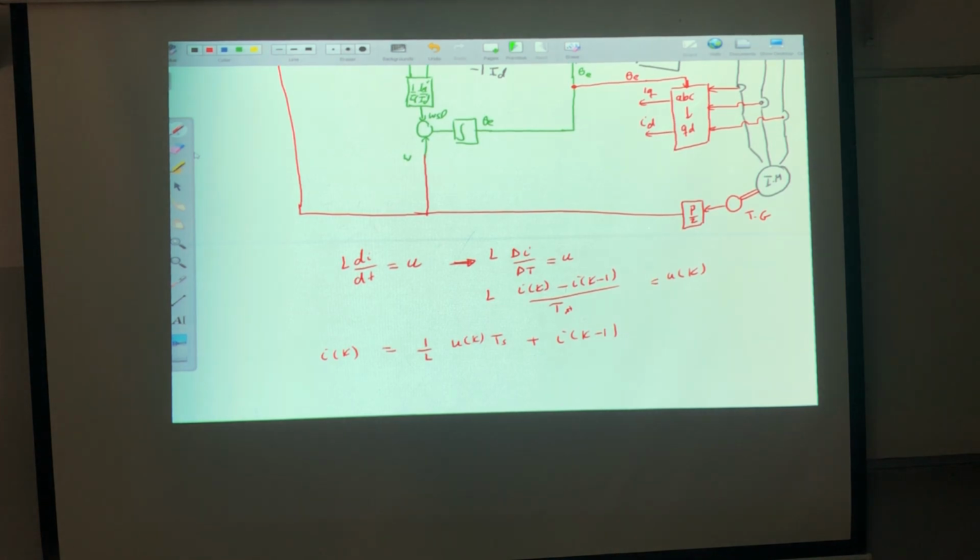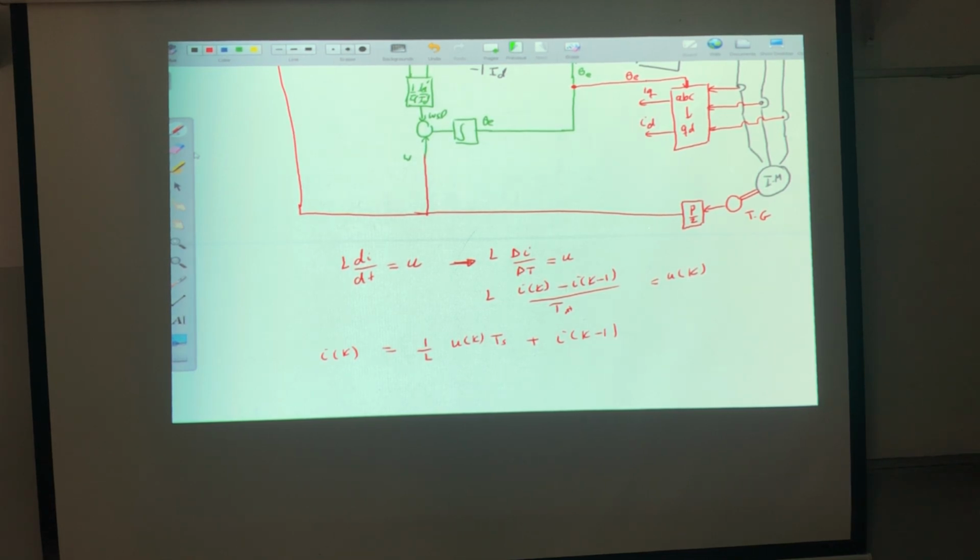Now, if I include an inductor, what will happen? If I change the voltage, the current will change, but after a certain time. There will be a transient due to the inductance. After that, it will settle down, and the resistance will shape it. Here it is the same. In the end of the day, I will have a transient.